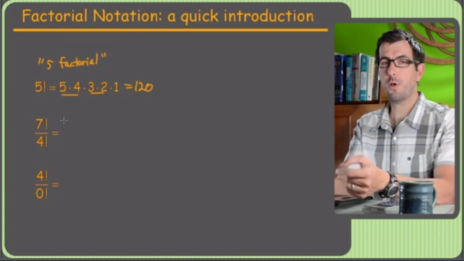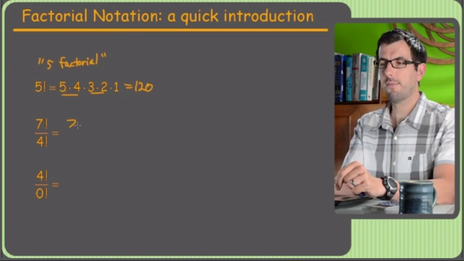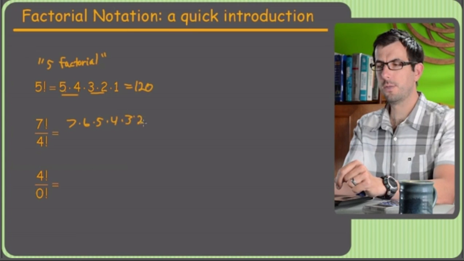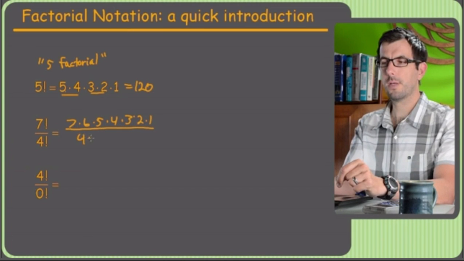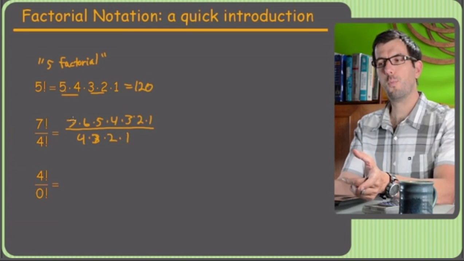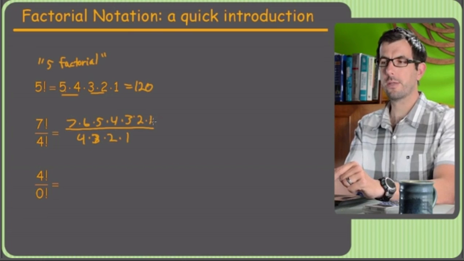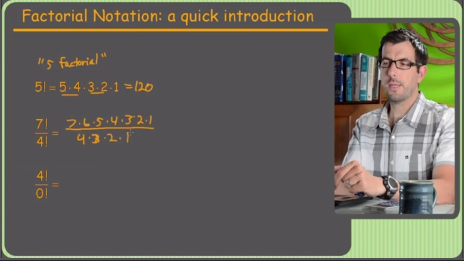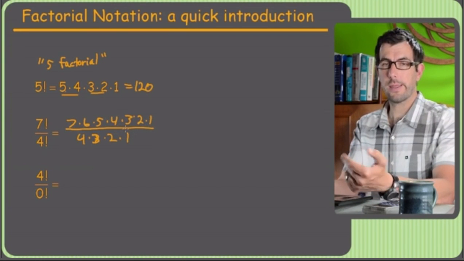Here's something interesting you'd be able to do. If we want to do 7 factorial over 4 factorial, that's 7 times 6 times 5 times 4 times 3 times 2 times 1 would be 7 factorial. Then 4 factorial would be 4 times 3 times 2 times 1. So we could, at this point, figure out what all that stuff up top multiplied together is and get a number, and then do the same thing at the bottom and divide them on our calculator.